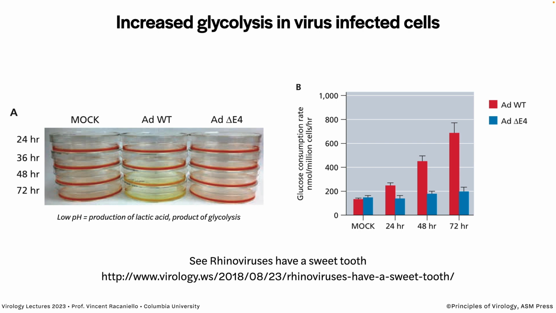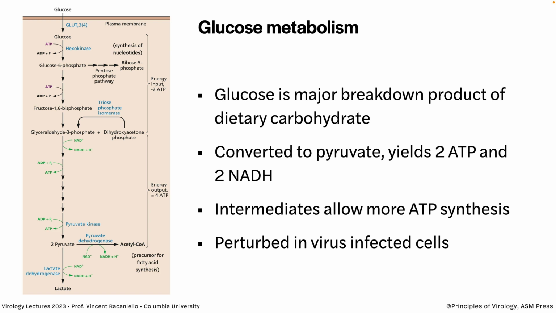So what happens here? There's the glycolytic pathway. You start with glucose at the top. It's imported into cells by transporters. That's the GLUT1, 3, 4. And then it undergoes a series of metabolic steps, ending up at lactic acid. And there are a couple of shunts off of this pathway that we can talk about.